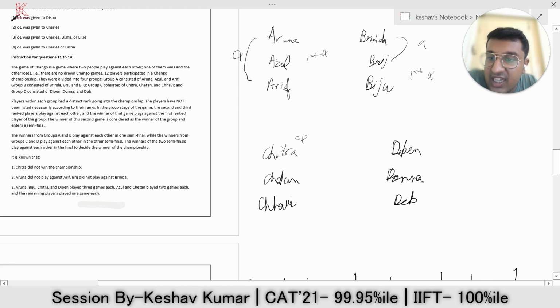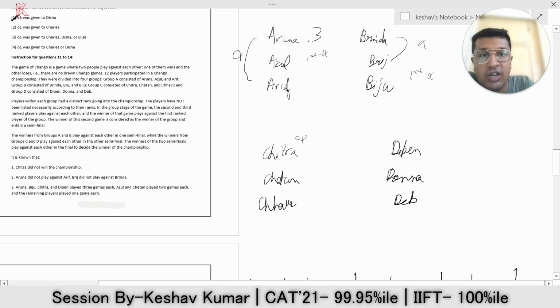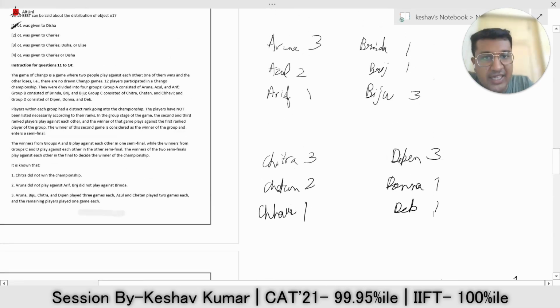Aruna, Biju, Chitra, Dipen played 3 games each. Let me just write them down. Aruna 3, Biju 3, Chitra 3, and Dipen 3. Azul and Chetan played 2 games each. Azul 2, Chetan 2. And the remaining players one game each. 1, 1, 1. Alright, that's the information I am given.